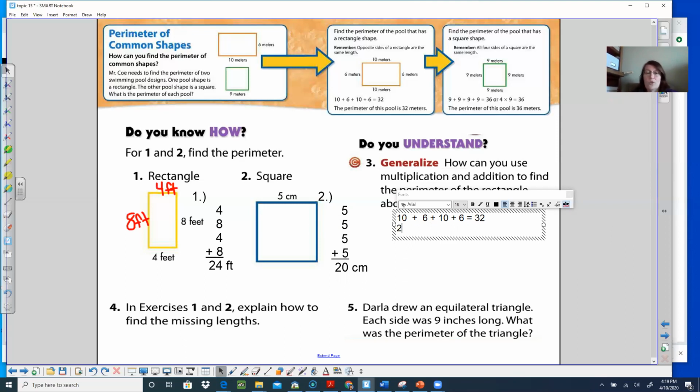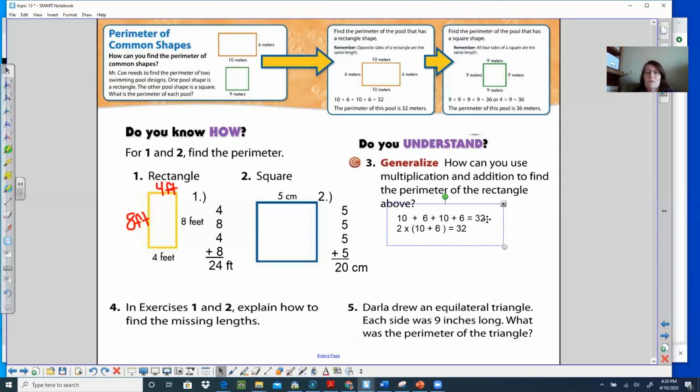I can do 2 times 10 plus 6. Ah, I forgot the 6. There we go. So that is how we could use multiplication to solve that. 10 plus 6 is 16. If I double that, that's what this times 2 means, I still get 32. So that is how I can use both addition and multiplication to solve that.